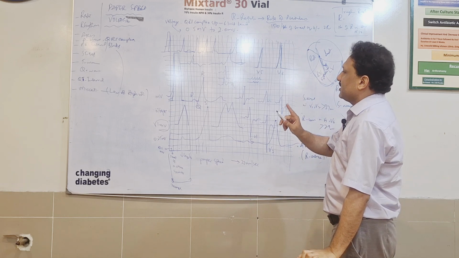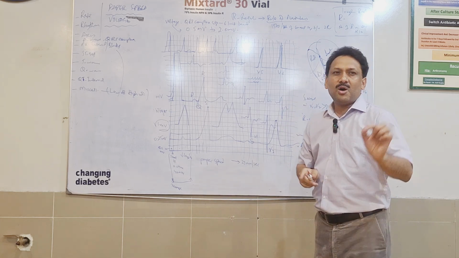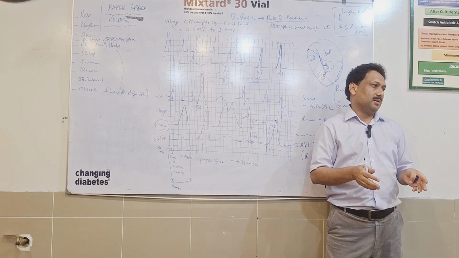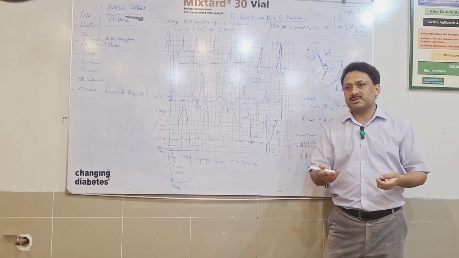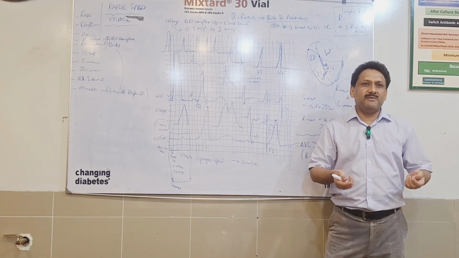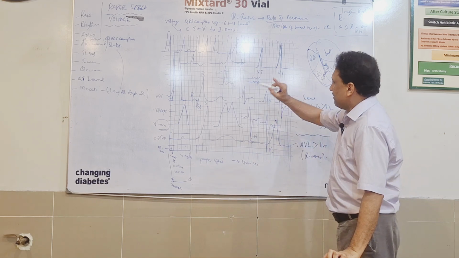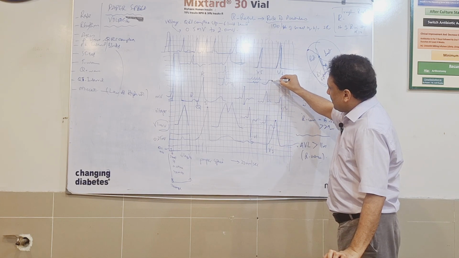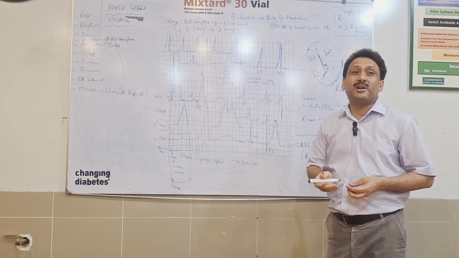If you want to know about any abnormality, you must always know about the normality first. So what is a normal P wave? I'm talking about lead number 2 here. A normal P wave should not be broader than 2.5.